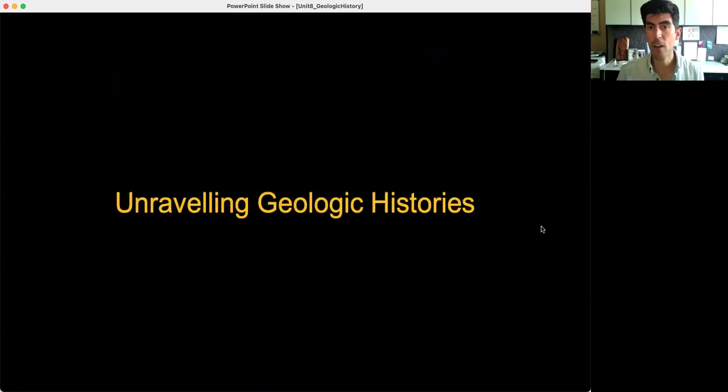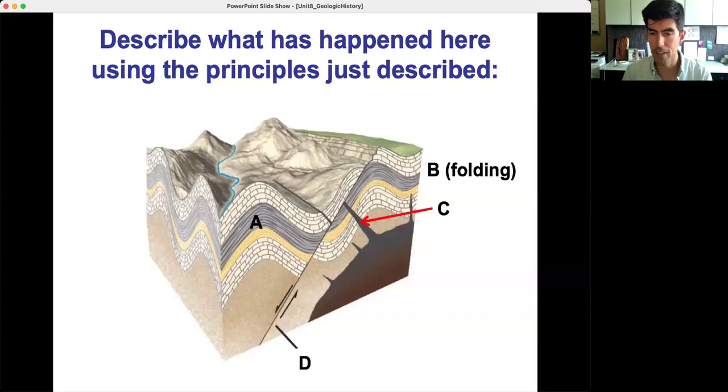So now that we have these three different principles, we're going to use them to unravel geological histories that might present themselves on our planet. So here is a geologic puzzle, a geologic history, and we can actually use the principles that we just talked about to unravel them and make sense of the precise order of events.